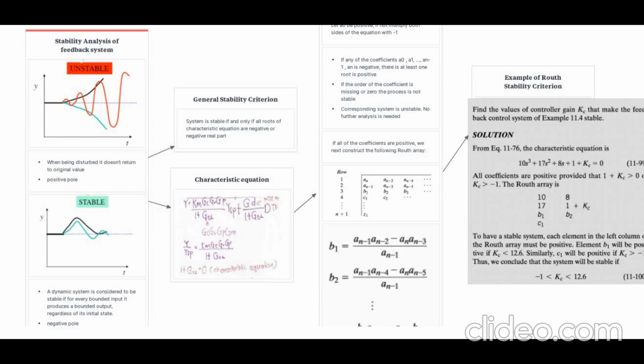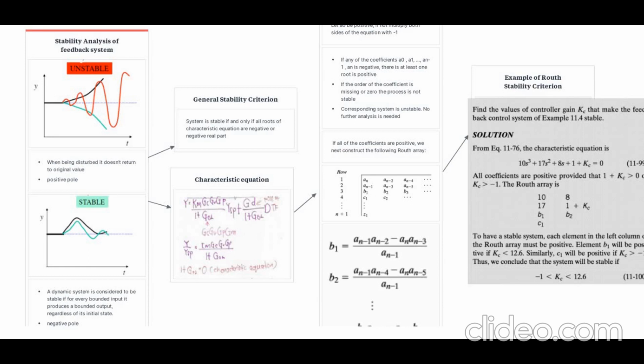Today we are going to present the problem 3B learning issue, which is the stability of closed loop control system. The stability can be divided into two processes, the unstable process and the stable process. The unstable process is the process that been disturbed and it doesn't return to the original value or the set point. This graph shows that the process is unstable, and basically the roots of this system are positive poles.